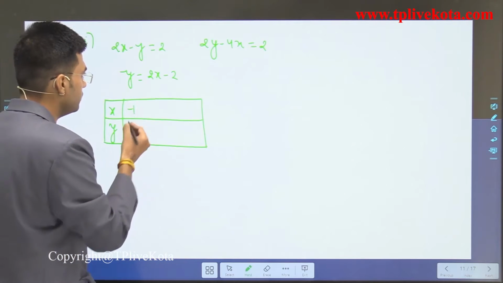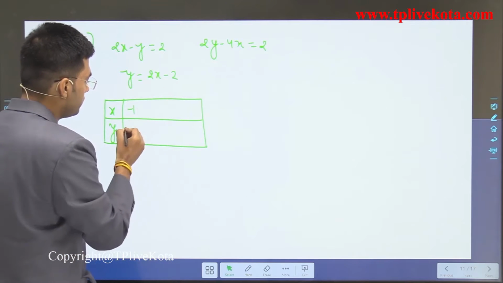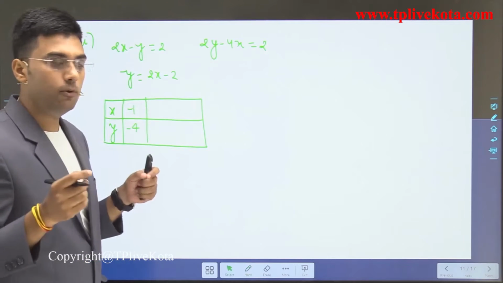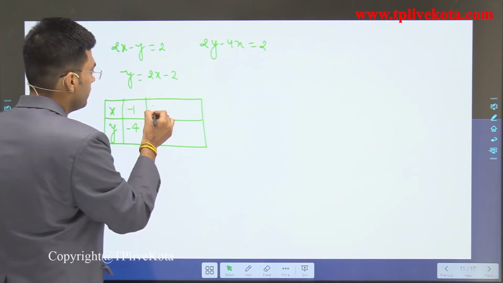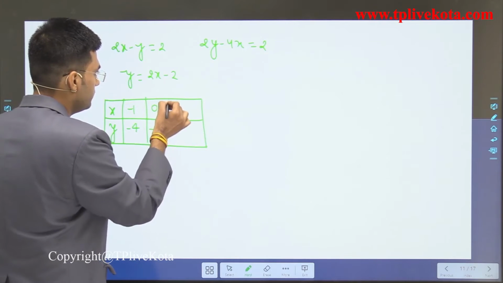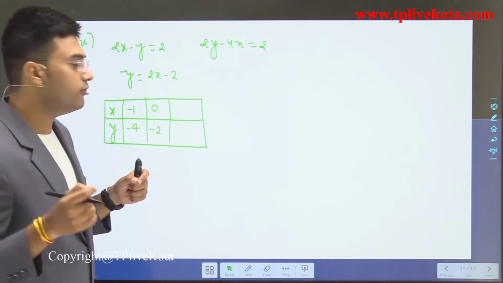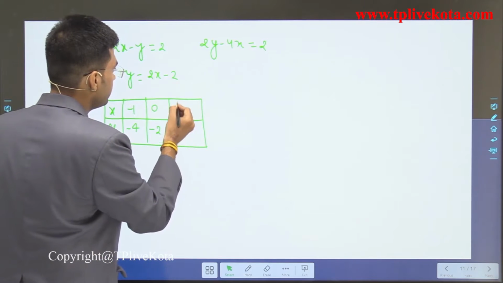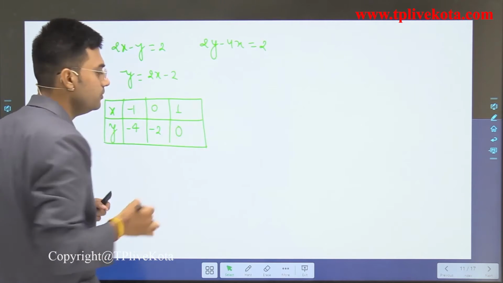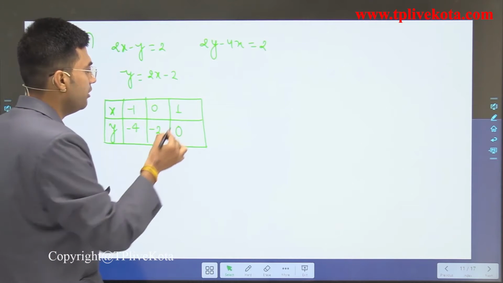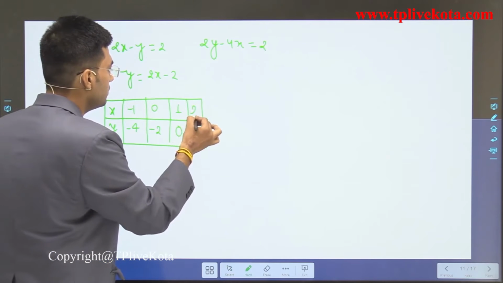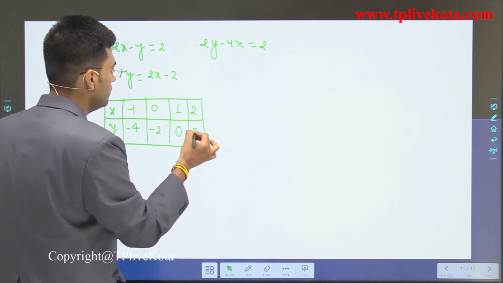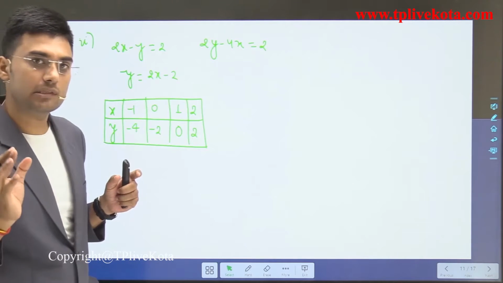If we put x is equal to minus 1, then it is equals to minus 2 minus 2, that is equal to minus 4. If we put x is equal to 0, then it is equal to minus 2. If we put x is equals to 1, then it is equals to 0. Now if we put x is equal to 2, then it is equal to 4 minus 2, that is equal to 2 comma 2. Clear?